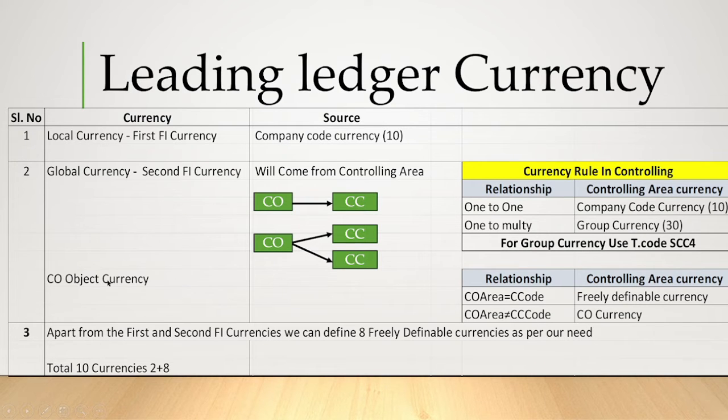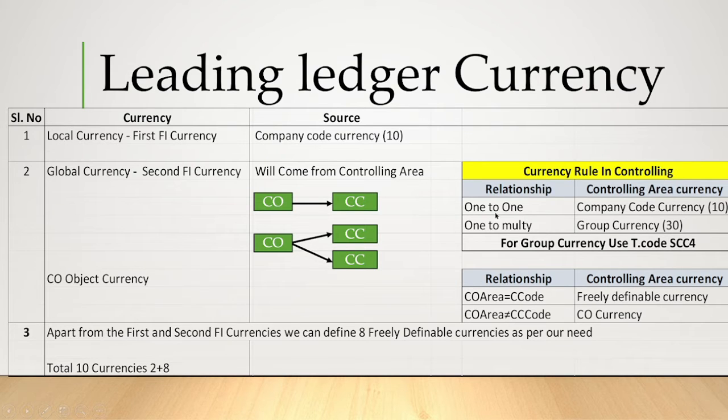Leading ledger currency. In the leading ledger, we can define a total of 10 currencies. First is the local currency. This is called the first FI currency. The first FI currency will be your company code currency. The second FI currency is the global currency. It will come from the controlling area. So the second FI currency will come from the currency rule in the controlling area.